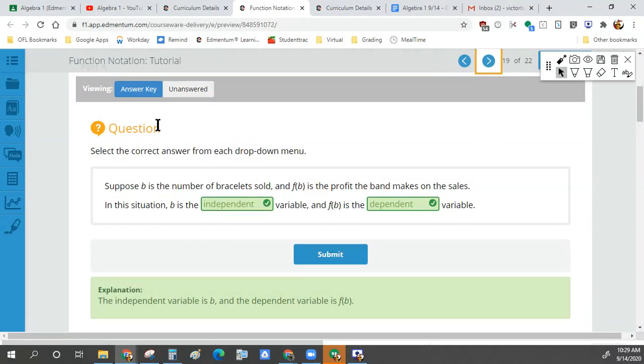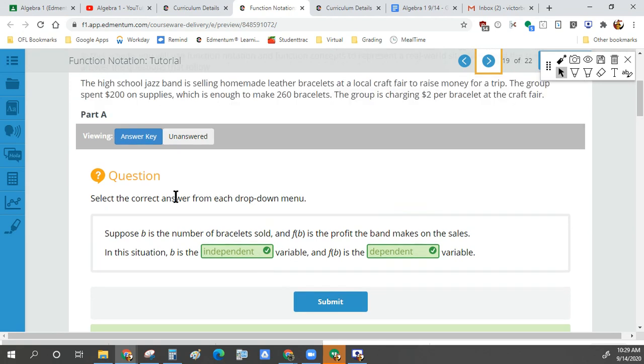Well then. They already answered this, but B is our independent variable. We don't really know how many we're going to end up selling. How much money we make is dependent on how many bracelets we sell. So B is the number of bracelets, so that's our independent variable. Think of it this way. When you're thinking independent, think input. That's our input. It's independent, it's our input.